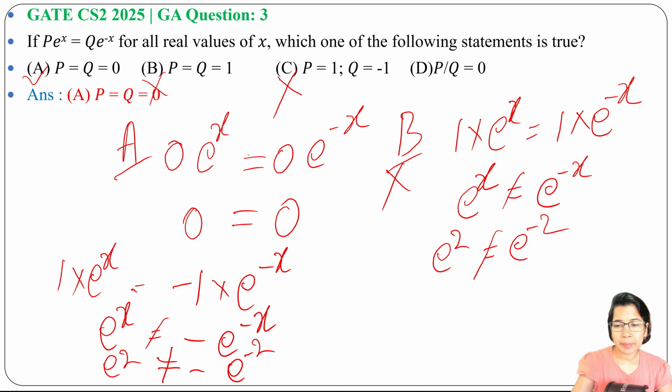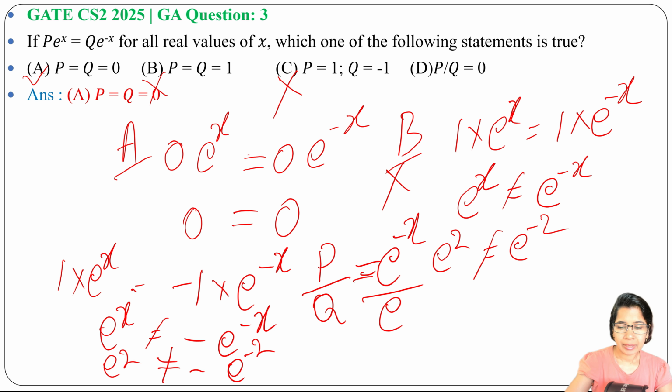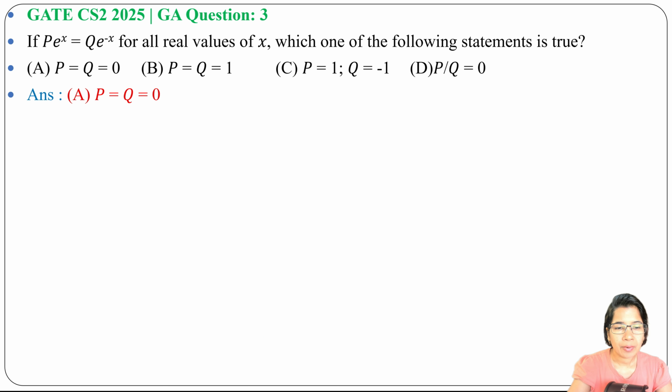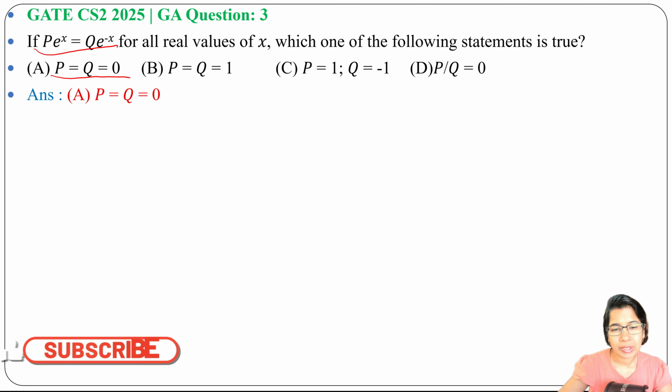Next option D, P divided by Q equals 0. Let P divided by Q equals e power minus x divided by e power x. So this is 0 means e power minus x divided by e power x equals 0. This is also false. So we found P e power x equals Q e power minus x when P equals Q equals 0. So answer will be option A.